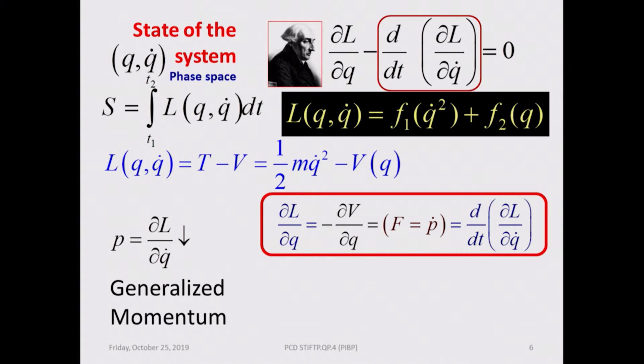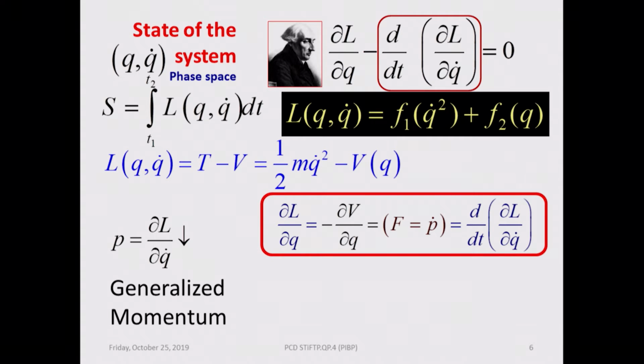And if you see, you can identify del L by del q with minus del V by del q, which in the Newtonian sense is the stimulus force. And this is the rate of change of the generalized momentum in classical mechanics, which is the partial derivative of the Lagrangian with respect to the generalized velocity. So, now you see the correspondence, and this explains to us why Newton's equation actually works.